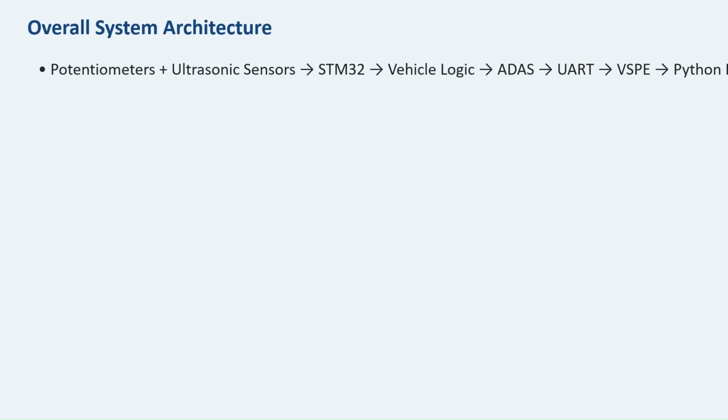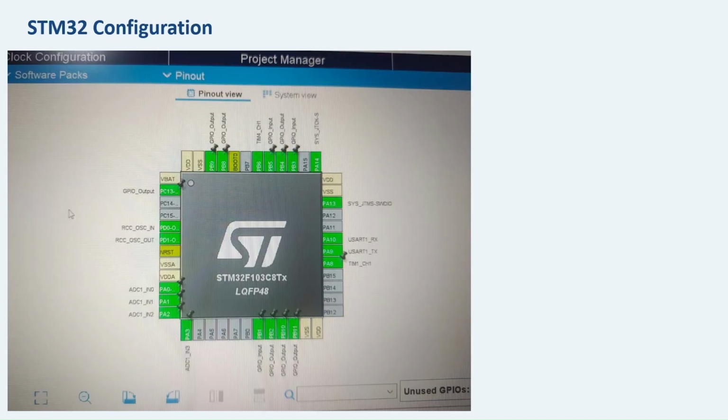And then the last, the UART: all the processed information is transmitted through UART. Then the VSP transfers UART data between the simulator and the Python dashboard. And then the Python dashboard visualizes all vehicle parameters in real time. So this is the STM32 configuration we are given.